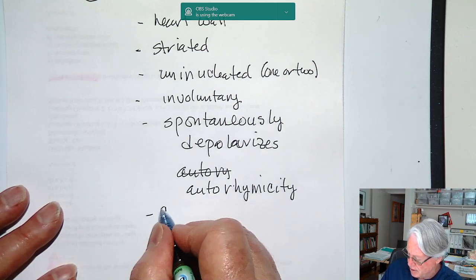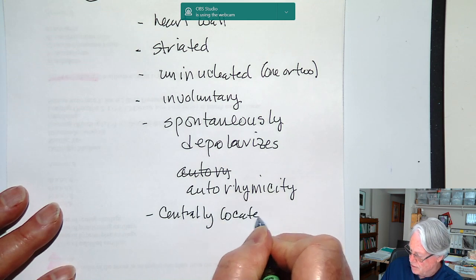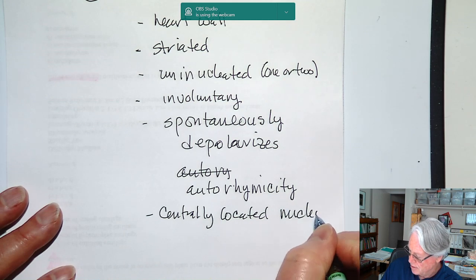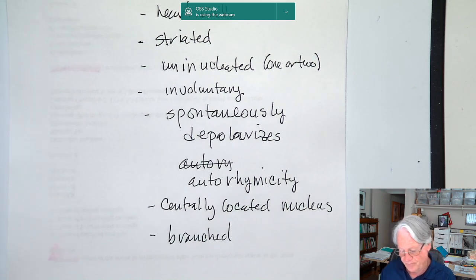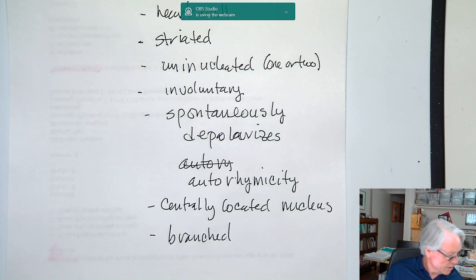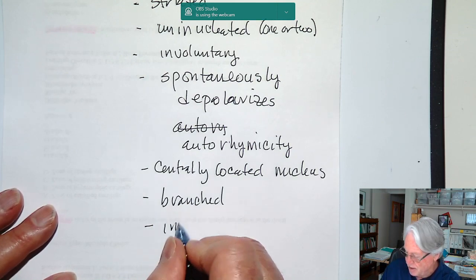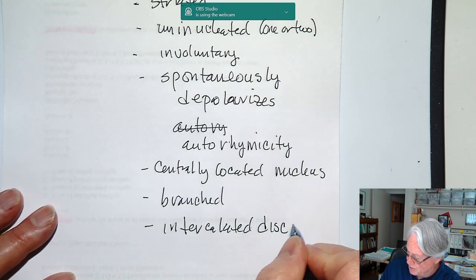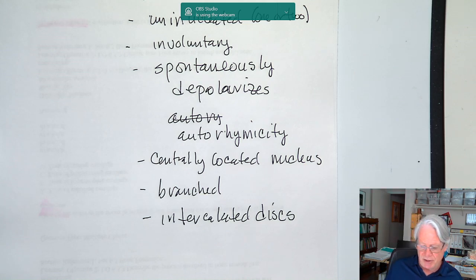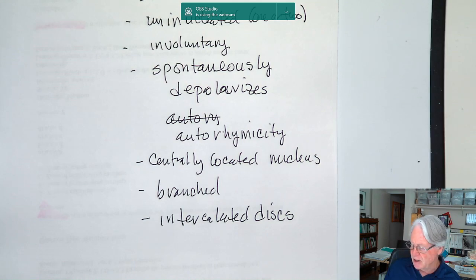It has a centrally located nucleus. It is branched. And it has these unusual connections between cells, the intercalated discs. Unusual in the sense that we see this only in a few places in the body, particularly in the heart. All right, so number 2, cardiac muscle tissue. And again, we can take a quick peek at that.